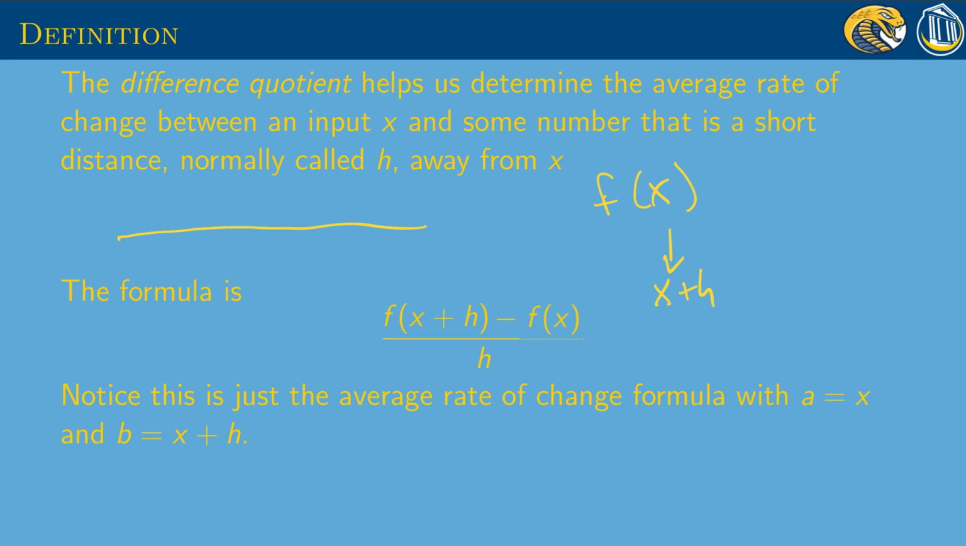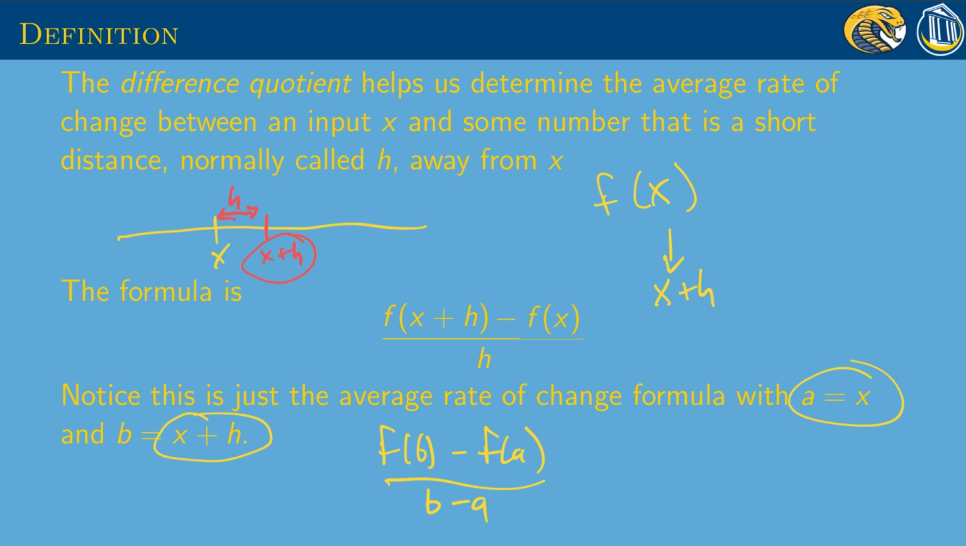So if we have an x-axis here, and x is a specific point, then we're going to move some small distance horizontally, and we're going to call that new point x plus h. We're evaluating the function at this point. And we'll notice that if we remember the original formula for the average rate of change, that was f of b minus f of a divided by b minus a. This is actually the exact same formula where a is x and b is x plus h. It's a variable now instead of a number.